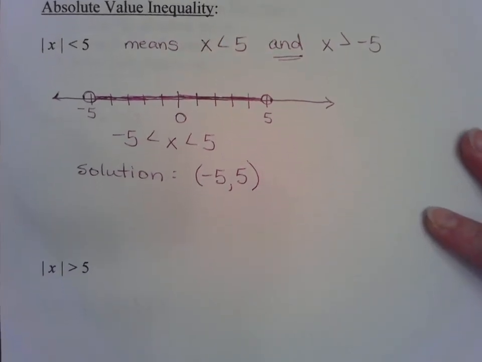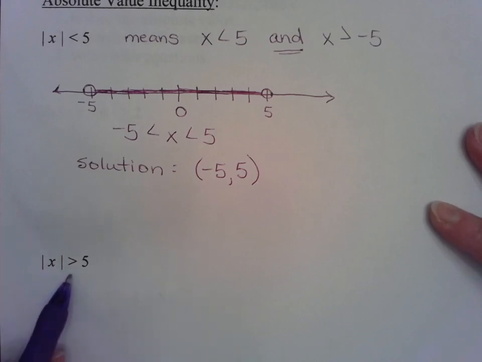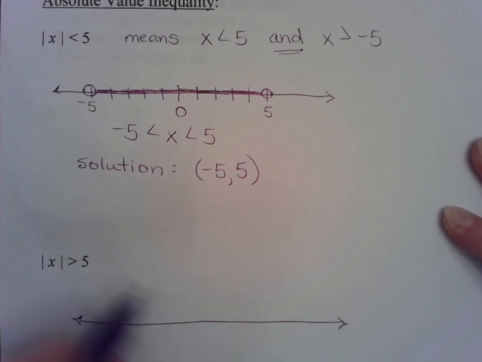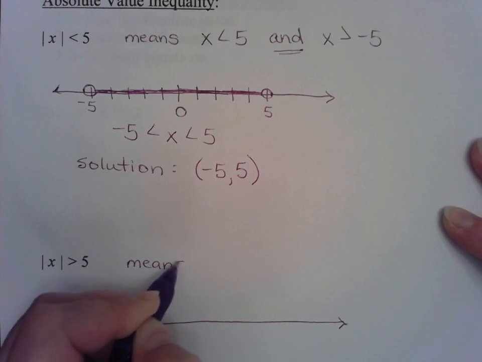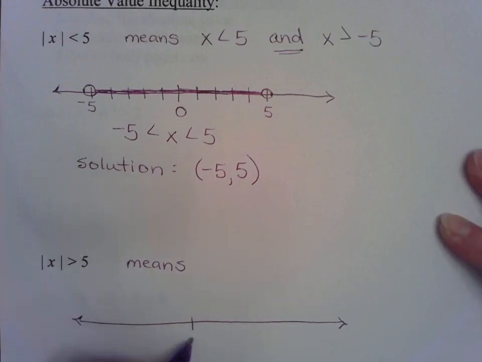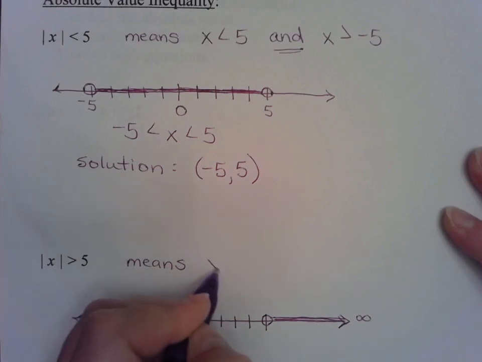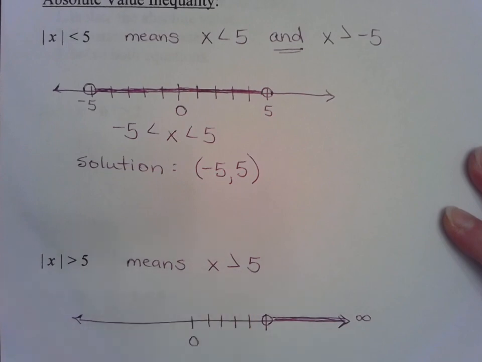Okay, so there's another option. Maybe I don't have a less than, maybe I have a greater than. How is that different? The way we form our 2 cases is going to be the same. Okay, so now I'm looking for numbers whose distance from 0 is more than 5 units. So these would be numbers like 6, 7, 8, 9, 10. All the way up to infinity. Okay, so x could be greater than 5. That would have a distance from 0 that was bigger than 5 units.